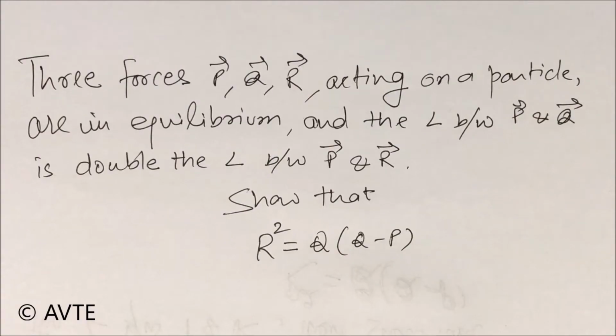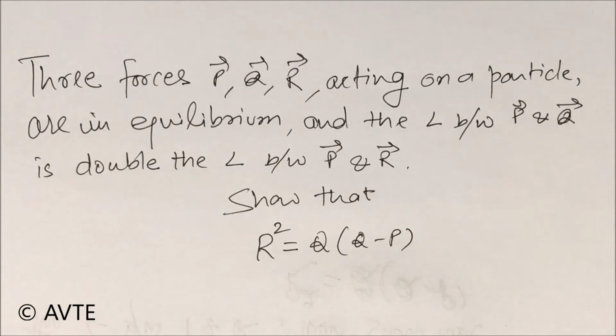Three forces P, Q and R acting on a particle are in equilibrium and the angle between P and Q is double the angle between P and R. Then show that R square equals Q within the bracket Q minus P, or Q square minus PQ.